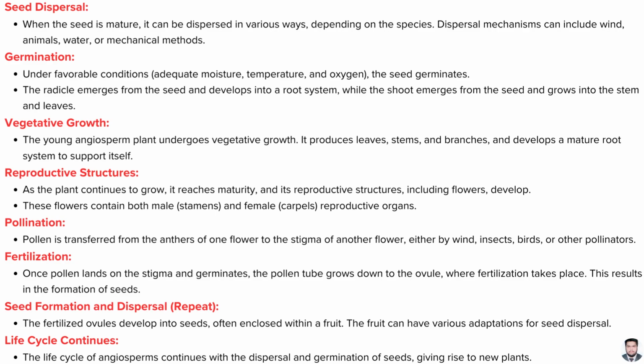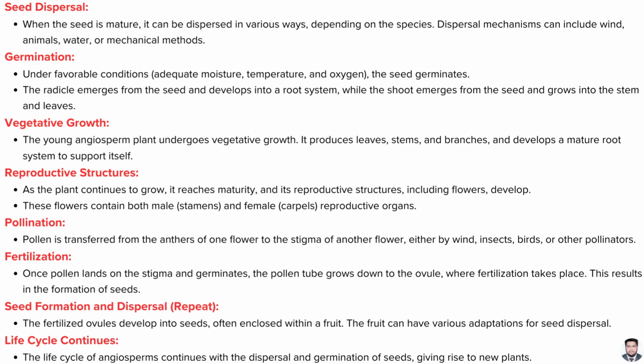Vegetative growth. The young angiosperm plant undergoes vegetative growth. It produces leaves, stems, and branches and develops a strong root system to support itself. Reproductive structures. As the plant continues to grow, it reaches maturity and its reproductive structures, including flowers, develop. These flowers contain both male stamens and female carpels, the reproductive organs.